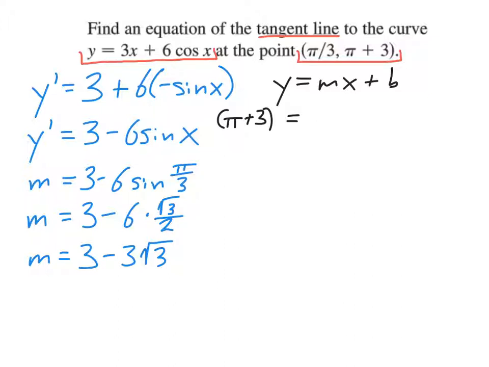Equals my slope. And my slope, remember, is what I just found. So that's 3 minus 3 root 3. Then that's going to be times x. And x, remember, is again a coordinate that we were given. So that's pi over 3. And then that's plus b. Yes, that is our equation.